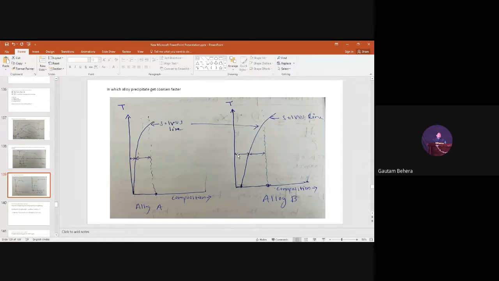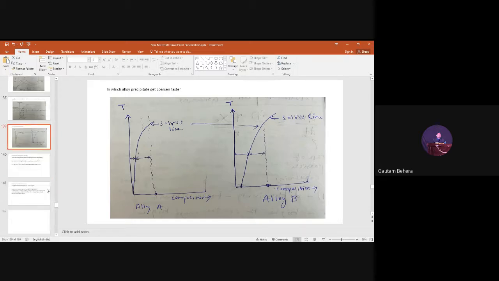From here to here, you can see with increasing temperature, solubility is increasing. So the particle is becoming more soluble in the matrix with increasing temperature. But here, equilibrium solubility is very less. Because this single phase is your matrix, and this is the two phase region. Beta will precipitate here. Anyways, very good.